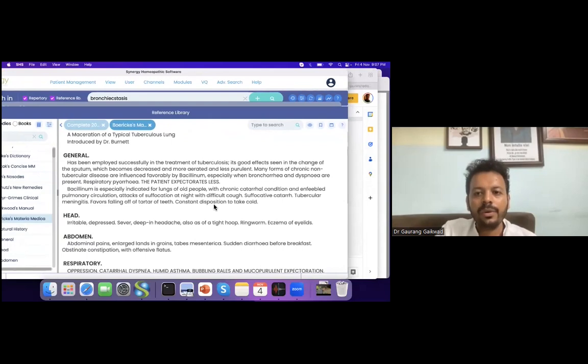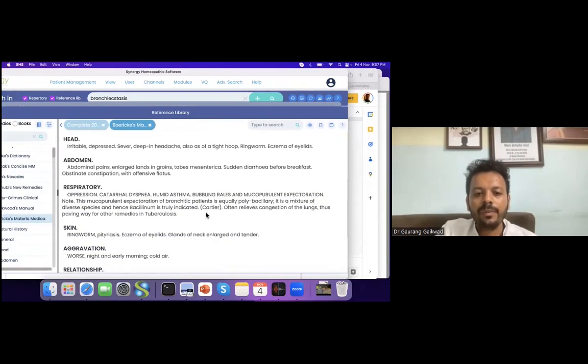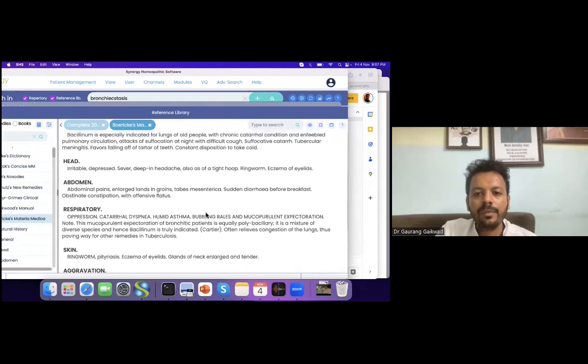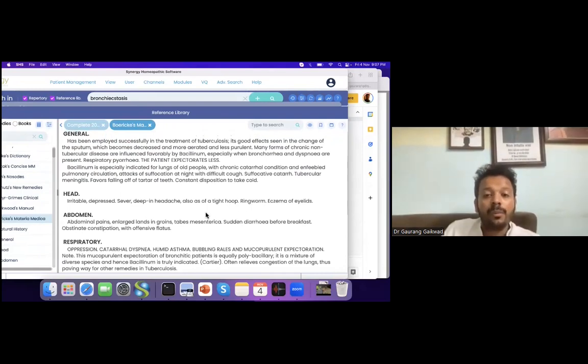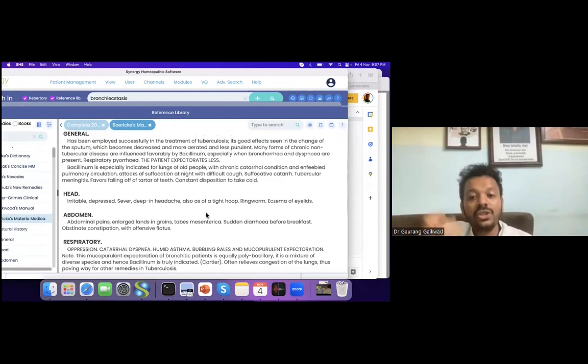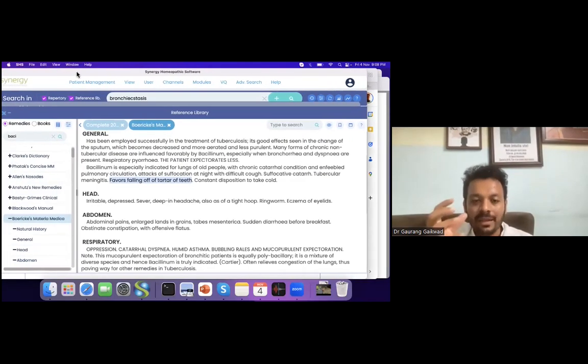Let me show you. Very important for tartar in the teeth, especially with history of ringworm in the family. You can see here very nicely written on the last line, favors falling off of tartar of the teeth. Bacillinum, very important. I'm going to teach you bacillinum a little later. Bacillinum children are one of the most restless children in homeopathy. Bacillinum children can look like tuberculinum, but they are much more chilly than tuberculinum.